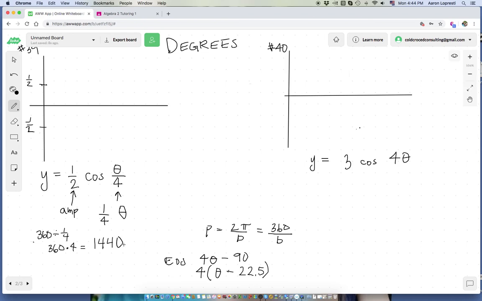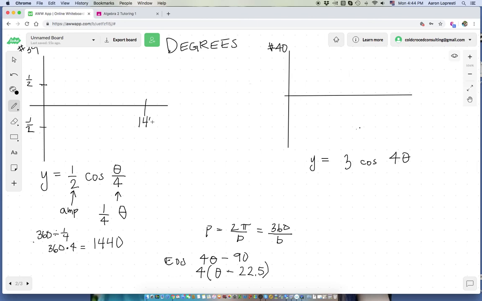Okay, so again, that b means in a normal span of the normal period, 360 or 2 pi, how many cycles, how many graphs can you fit in there? In this case, we only get 1/4 of one graph in the normal period. So basically that means this one is super long and spread out. That's why your degrees are so big on their key.